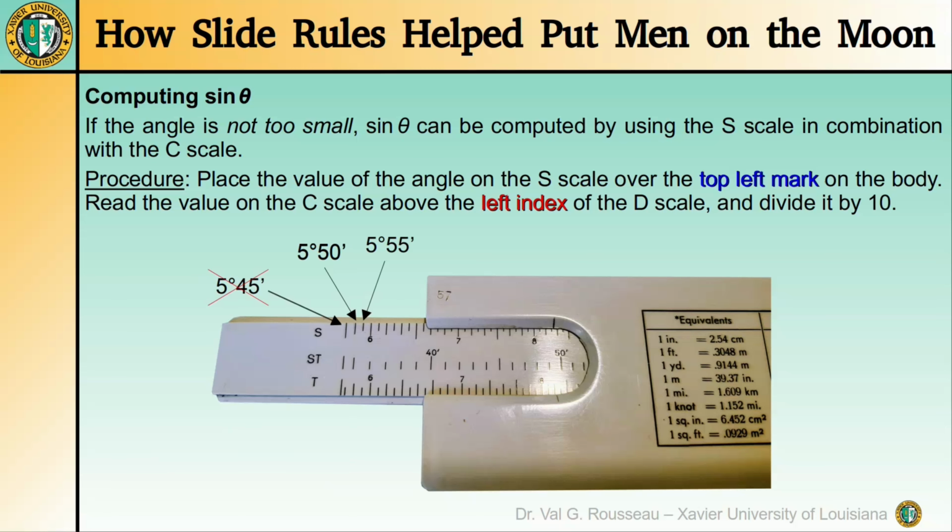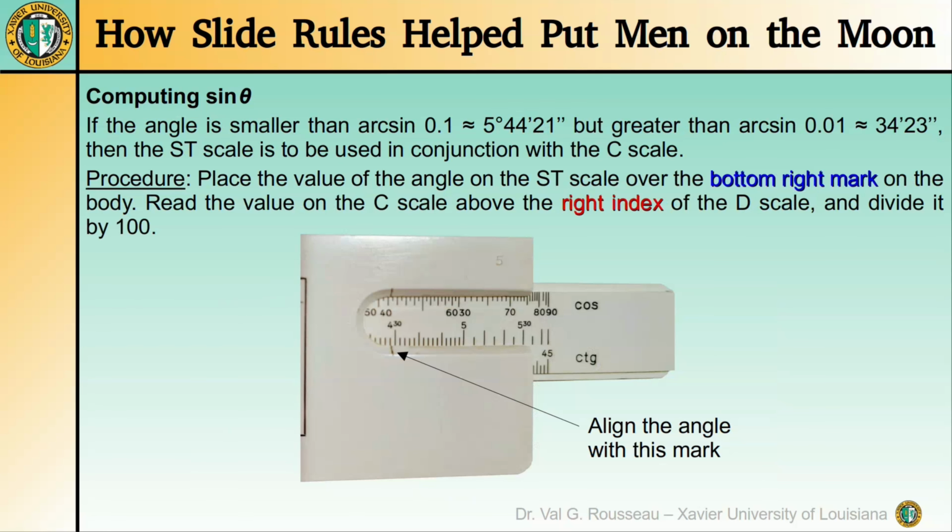The angle that corresponds to this tick mark has a sine equal to 0.1, and if we calculate a precise value of the inverse sine of 0.1, we find an angle of 5 degrees 44 minutes 21 seconds. Now the question is, how do we compute the sine of angles that are smaller than 5 degrees 44 minutes 21 seconds? If the angle is greater than 34 minutes 23 seconds, that is, if the sine is greater than 0.01, then the ST scale can be used.